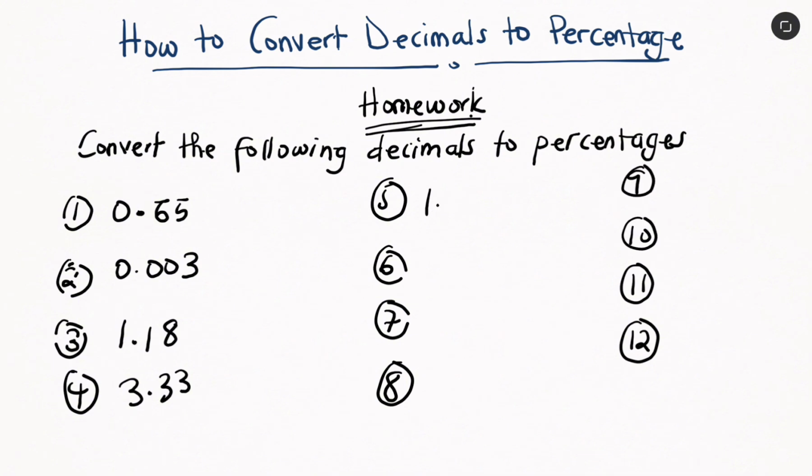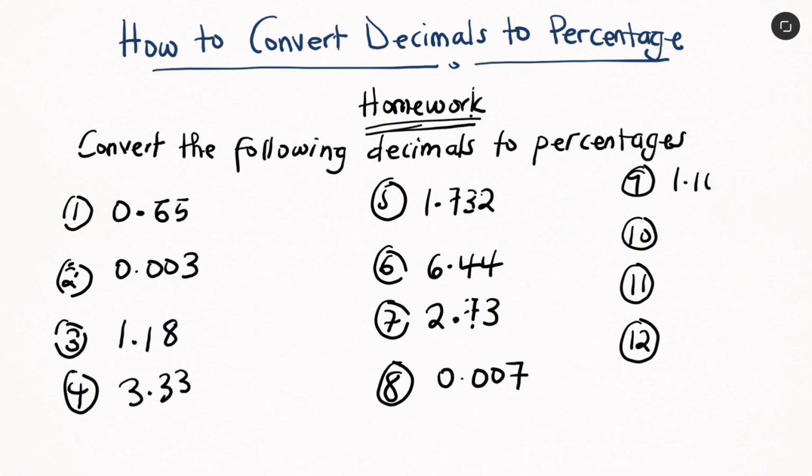Right. Okay, so here I have 1.732, 6.44, 2.73, 0.007, 1.103, 2.08, 4.13. This is just points. Okay, 6.34.